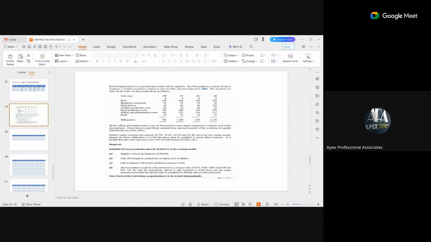Looking downward, all the selling and administration costs are fixed. Take note of that, underline that. All the selling and administration costs are fixed. Underline that. What is the meaning of that?